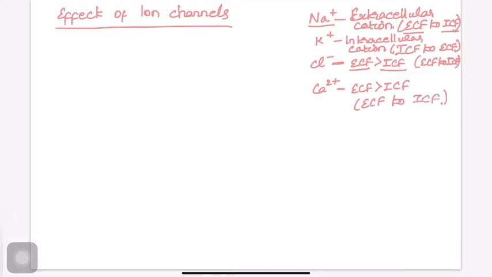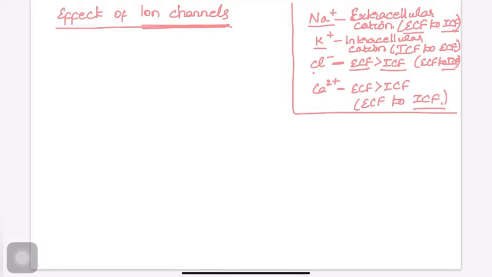So now you understood the concentration gradients of sodium, potassium, chloride and calcium. Sodium will move into the cell, chloride will move into the cell, calcium will move into the cell, and potassium will move out of the cell because of its concentration gradient. Now, what are the effects of ion channels? Remember this, we'll go into the effect of ion channels.